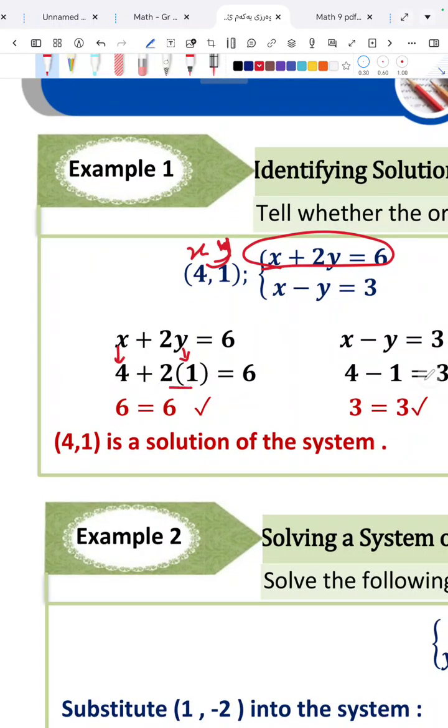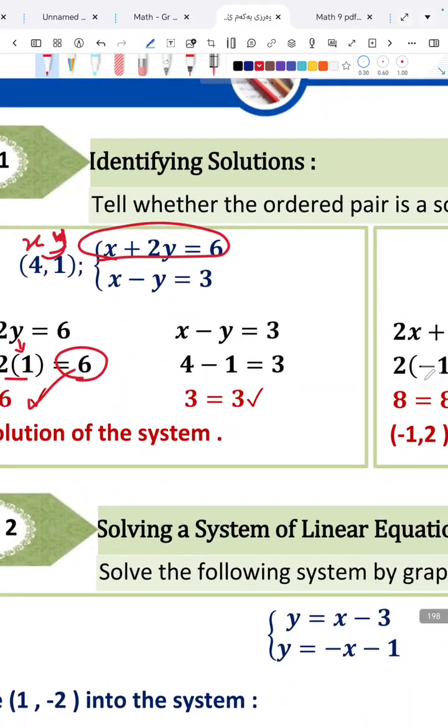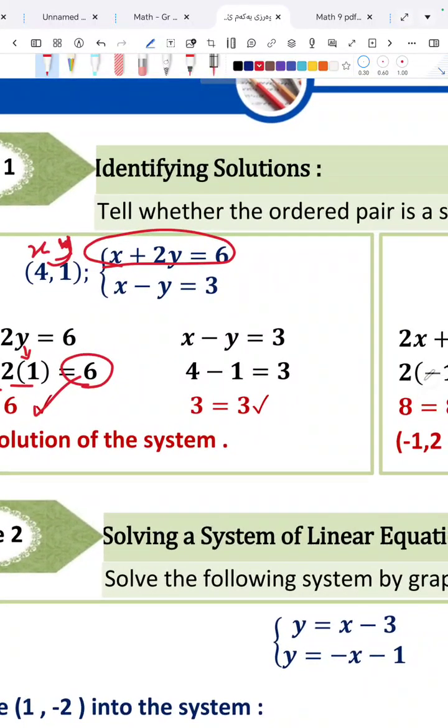4 plus 2 equals 6. And the other side we have 6. So it's correct for the first one. But you have to check the second one too. Because if it is not correct for one of the equations, we will say the ordered pair is not the solution. You have to check both of them.